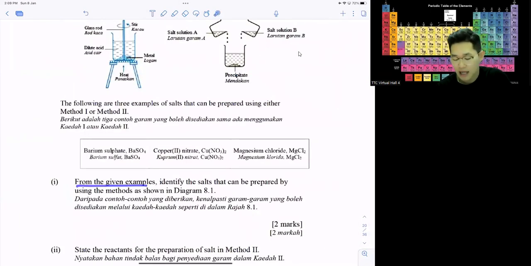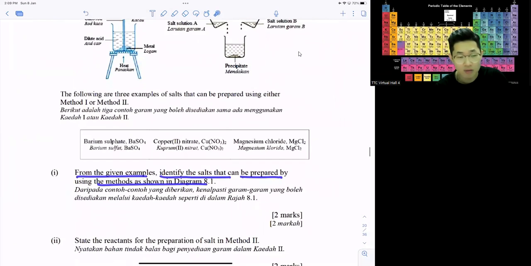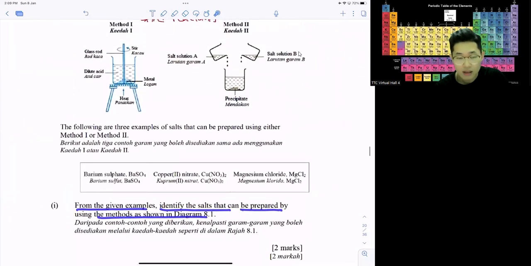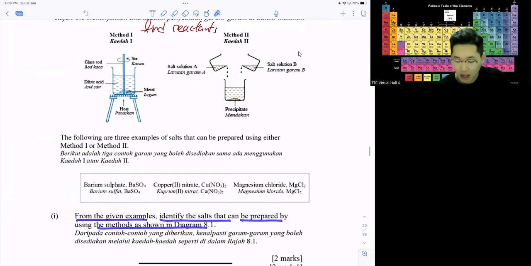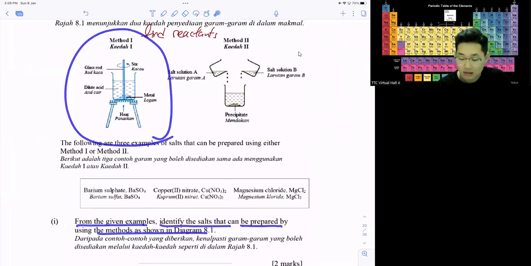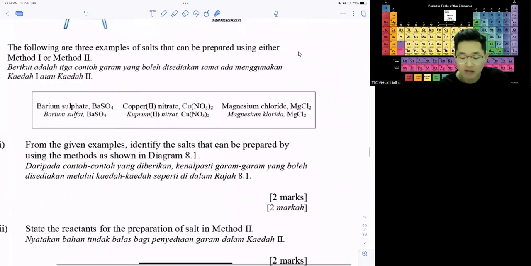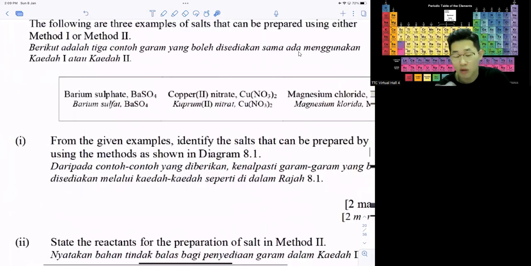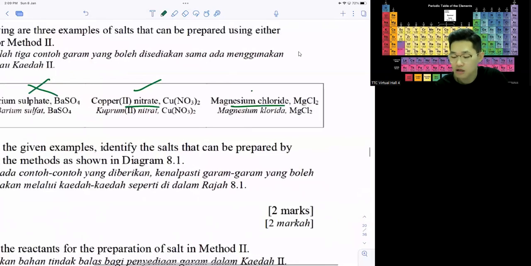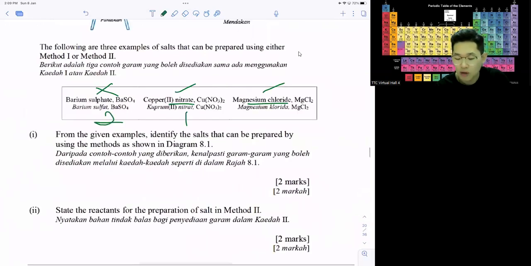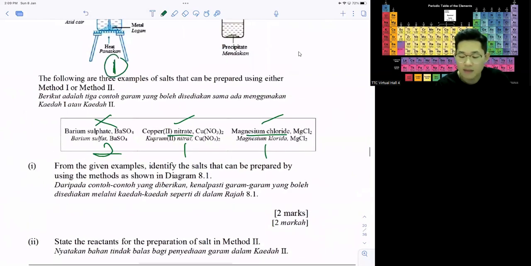So from the given example, identify the salt that can be prepared by using the methods as shown in diagram 8.1. Diagram 8.1, okay, method 1 and method 2. So we have to cluster into method 1 and method 2. First, you just have to know whether it is soluble or not. Barium sulfate, insoluble. Nitrate, soluble. Magnesium chloride, soluble. So the method will be 2-1-1. This is the first method, second method.